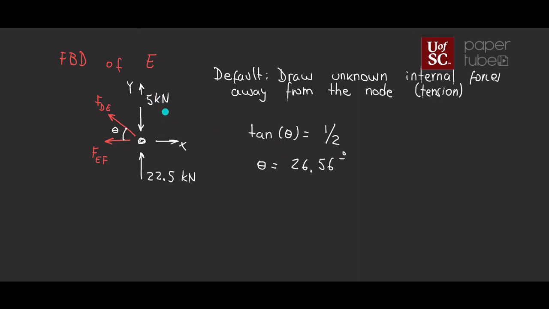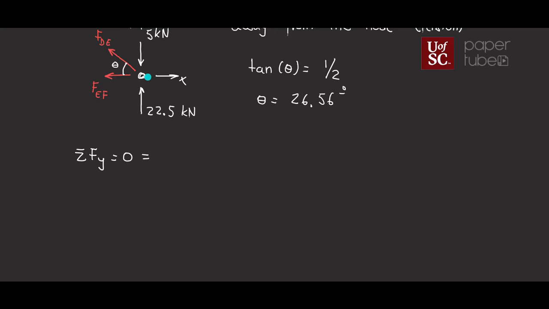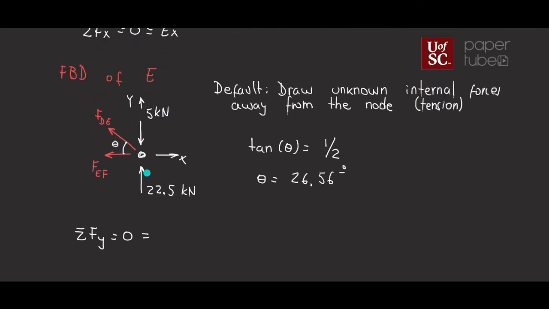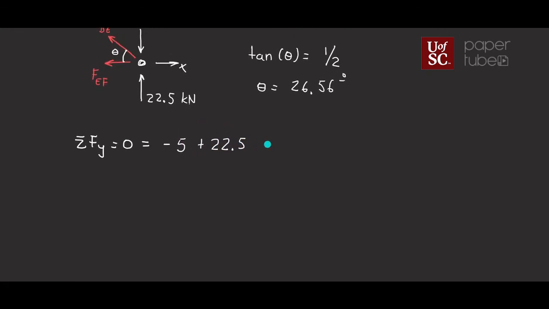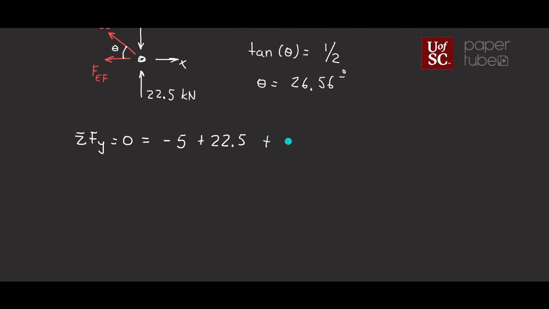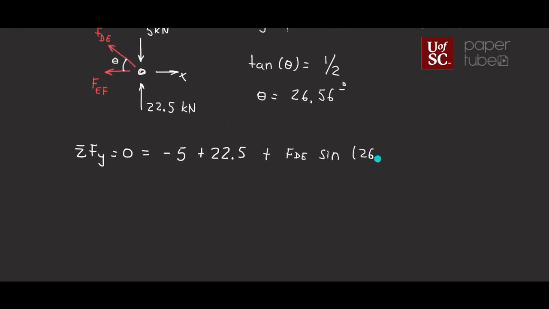Very good. From this free body diagram, what I can do is sum of the forces in Y. Why? Because if I do the sum of the forces in X, I'm going to have both unknown forces in that equation. The sum of the forces in Y is only going to have FDE. All right, so the sum of the forces in Y is going to be equal to zero. What forces do we have? Well, we have -5, plus 22.5 plus FDE sine of 26.56.